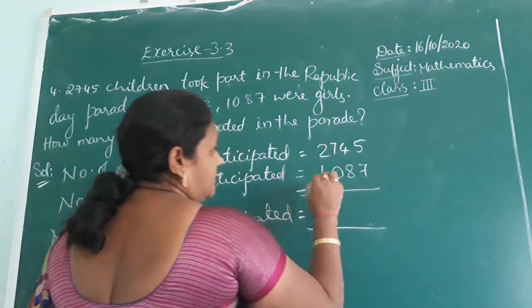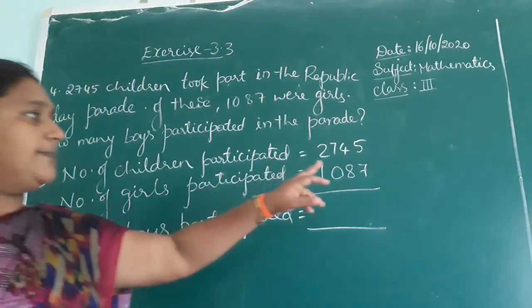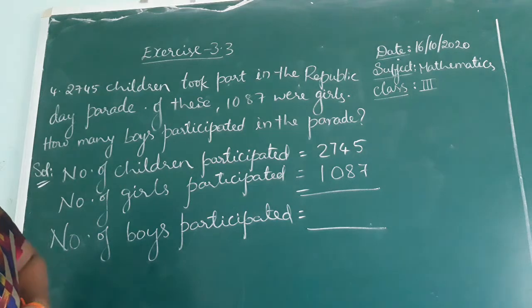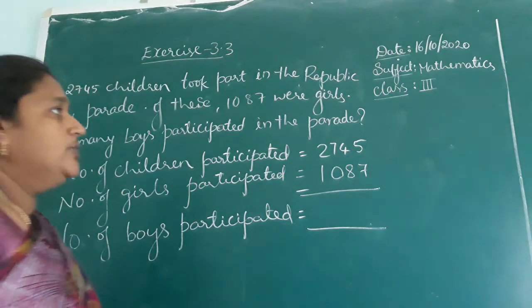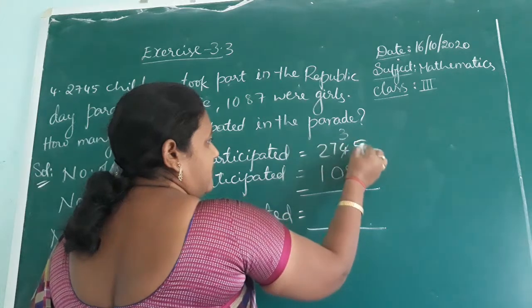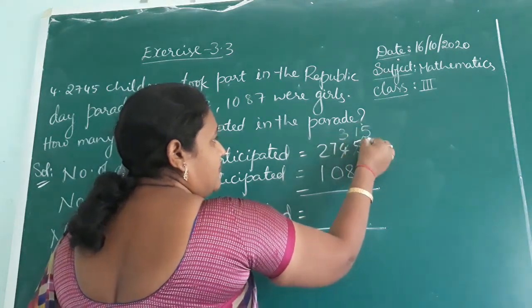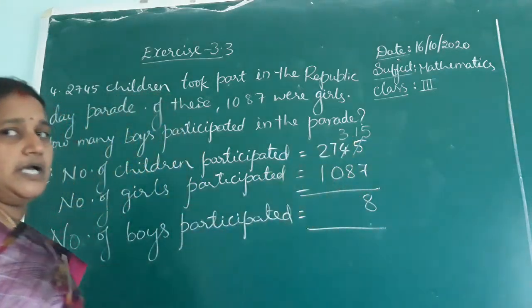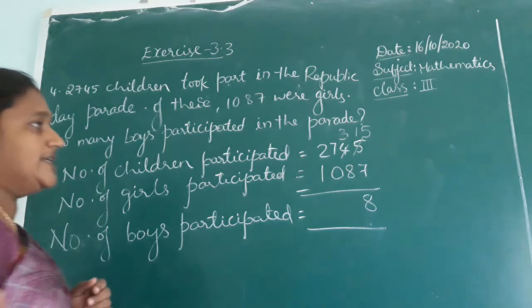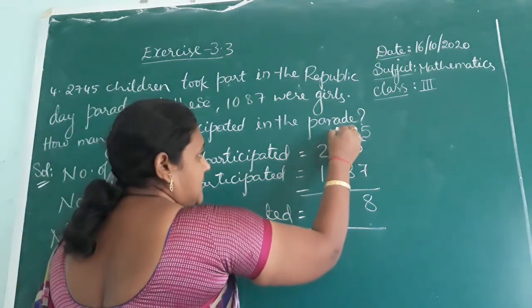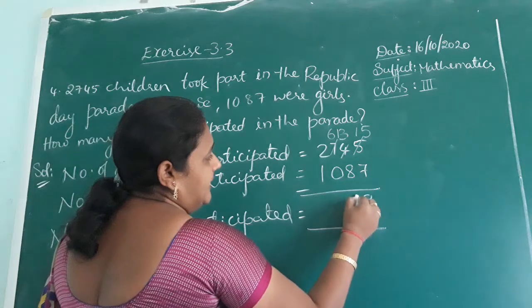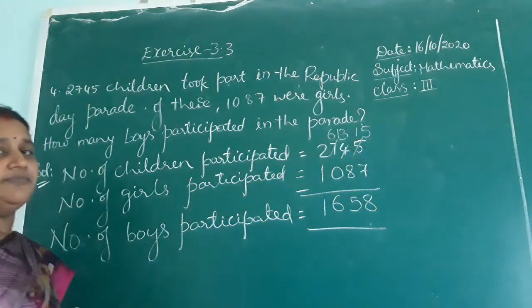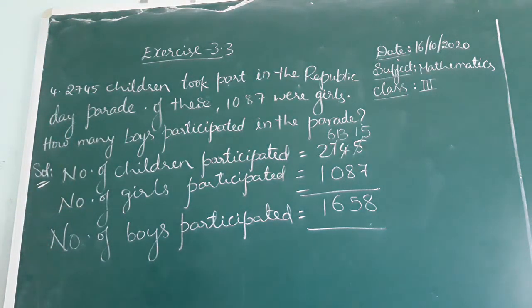We should know. So 5 minus 7. Is it possible to subtract 7 from 5? No, not possible. So you have to borrow from the before number. What is the before number, children? 4. 4 minus 1, 3. So this number becomes 10 plus 5, 15. 15 minus 7, 8. Now 3 minus 8, not possible. So again you have to borrow from the before number. What is the before number? 7. Now it becomes 6. This becomes 13. 13 minus 8, 5. 6 minus 0, 6. 2 minus 1, 1. So 1658 boys participated in the parade.